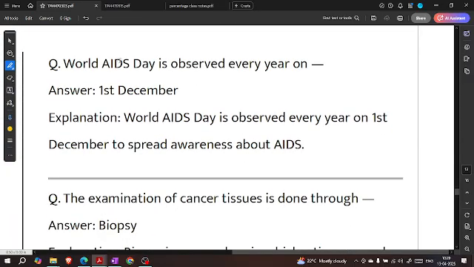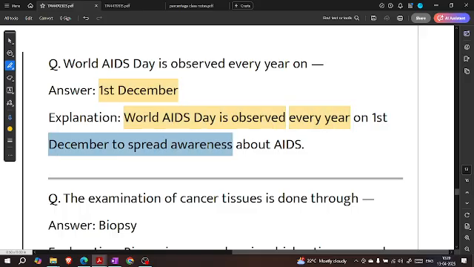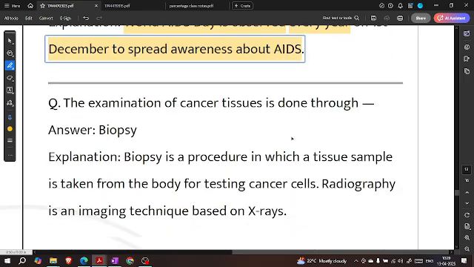World AIDS Day is observed every year on 1st December. World AIDS Day is observed every year on 1st December to spread awareness about AIDS.